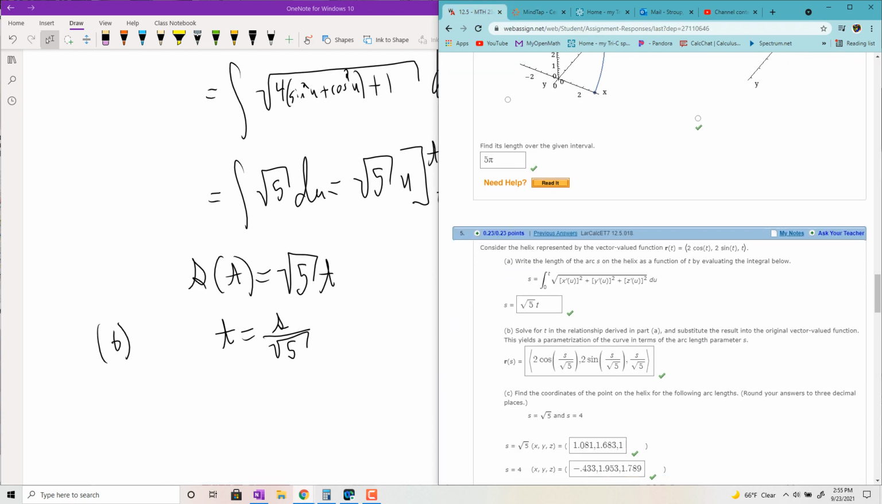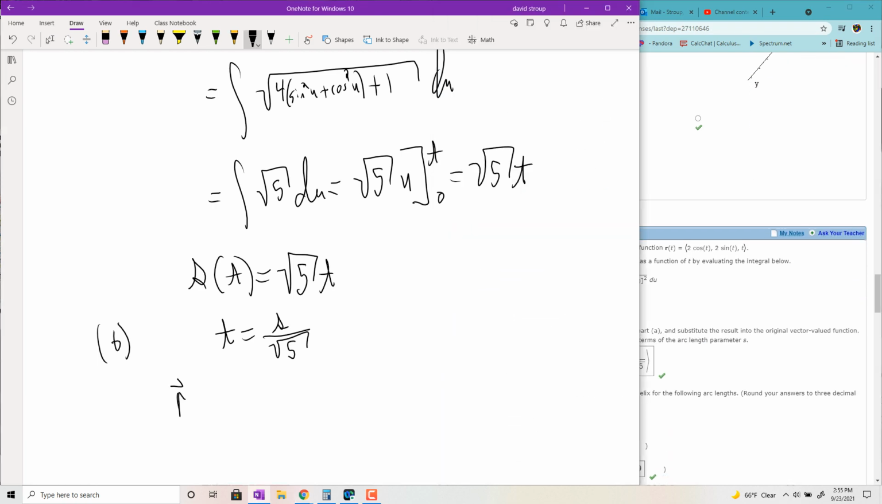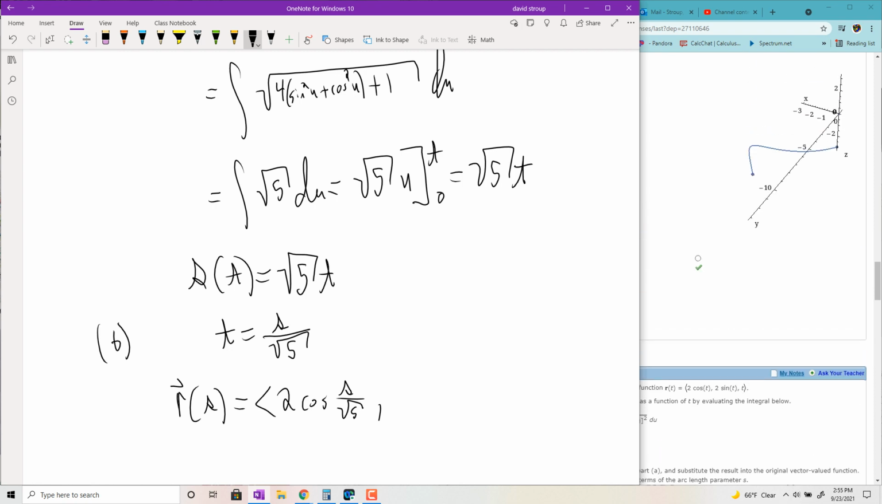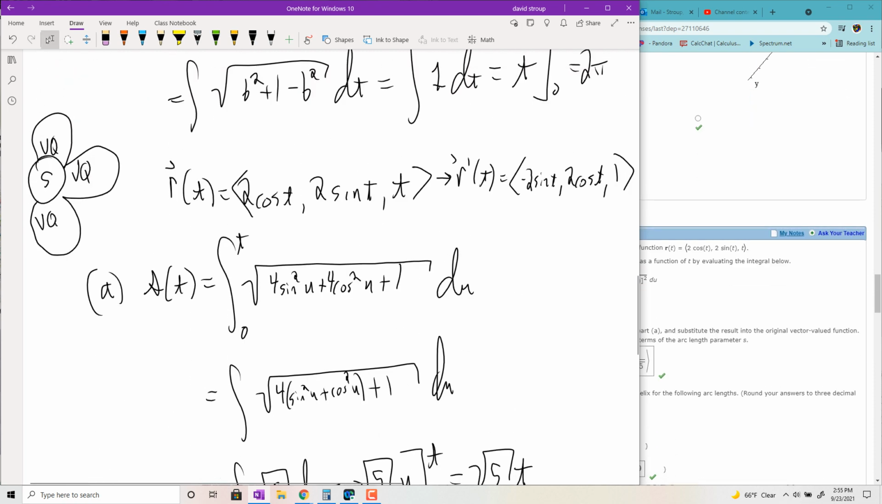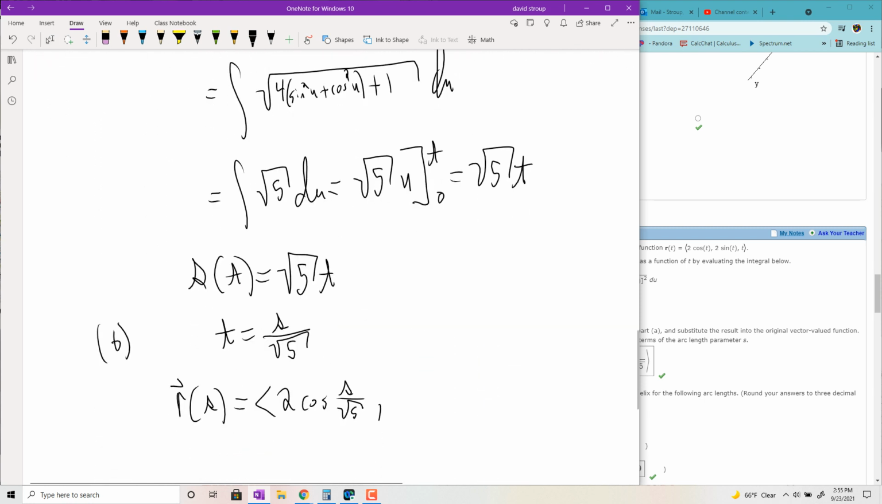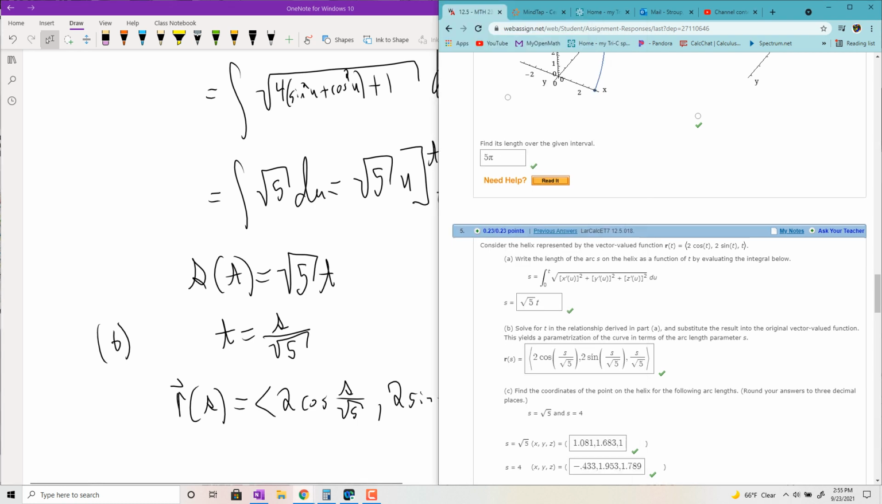Part B, yeah, rewrite the R of t function with this new parameter s. So R of s will equal 2 cosine of s over root 5. So you're just replacing t in this formula up here. R of t is 2 cosine t, so instead of 2 cosine t, you have 2 cosine of s over root 5, then you'll have 2 sine of s over root 5, and then t is just s over root 5. And that would be your R of s.